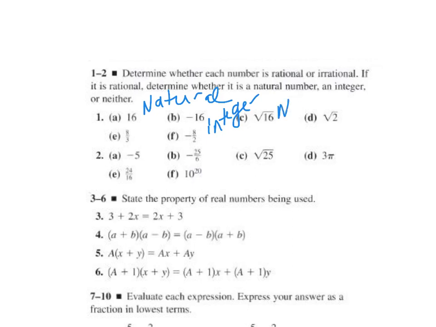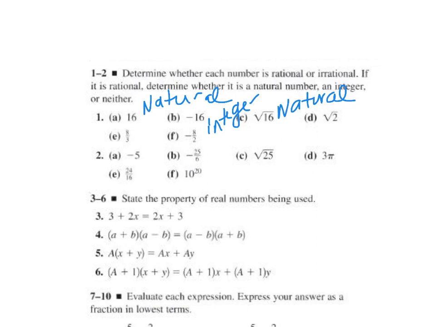Natural. A lot of you on your quiz made that mistake. I did not mark it completely wrong. Whole is including 0. I did not mark it completely wrong, but as soon as you saw a radical, you were like, oh, it's irrational. Or, oh, it's rational. Think about what the square root of 16 is. What is it? 4. If you could simplify it, then you have to do that.